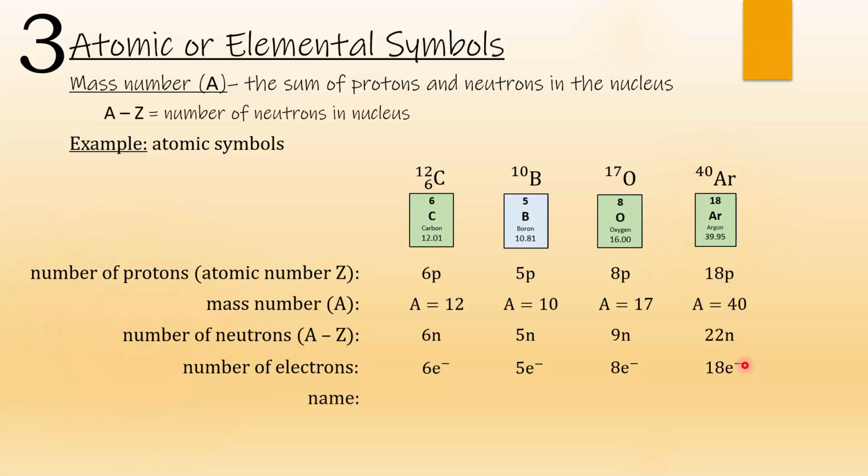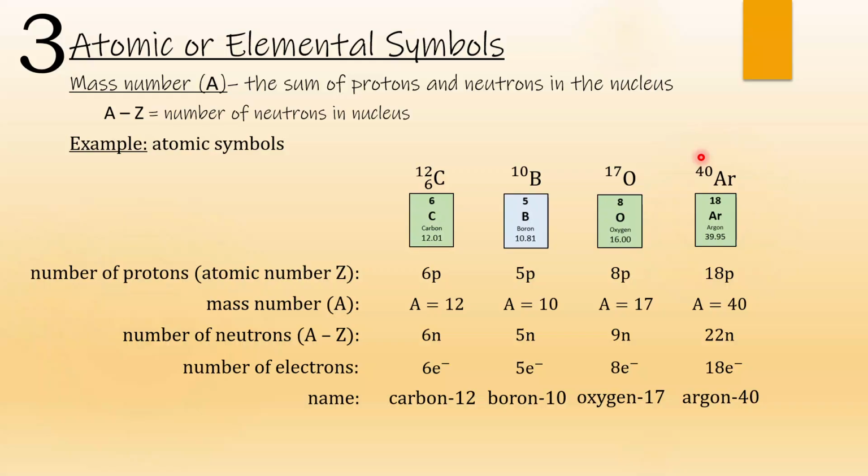Now, we can assign names to these, and the names you can probably guess are going to be the elemental names: carbon, boron, oxygen, and argon. But we hyphenate the actual mass number in the name as well. So for instance, this would be called carbon-12. Boron here is boron-10. Oxygen-17, and this would be argon-40.